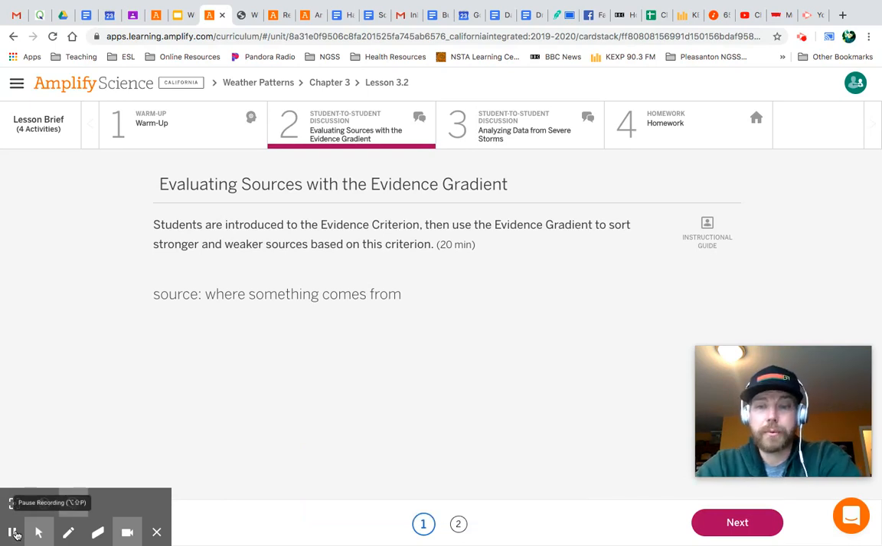Here's the next thing you want to do. So you have all of your evidence cards sorted. What I want you to do is go back to the Google Classroom to today's lesson, and I've posted a question there. It should say Weather Patterns 3.2, Activity 2, and it has the questions for this. And what I want you to do is respond to those questions.